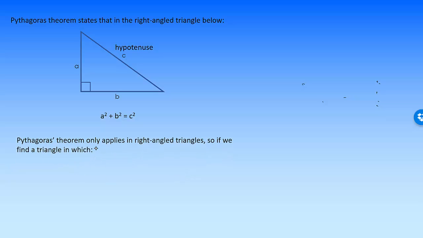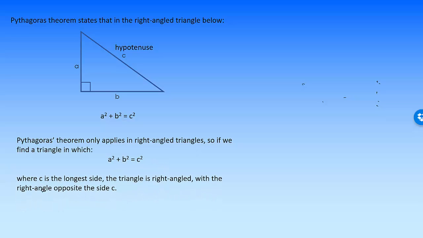Pythagoras' theorem only applies in right-angled triangles. So if we find a triangle in which a squared plus b squared is c squared, where c is the longest side, the triangle is right-angled with the right angle opposite the side c. So what we're saying here is that Pythagoras' theorem works both ways. If we know the triangle is right-angled, then this applies. If this applies, we know the triangle is right-angled.